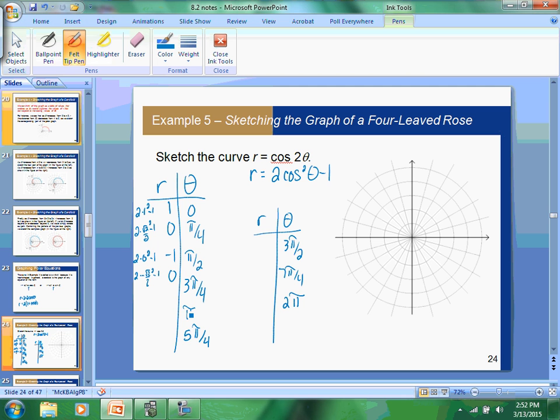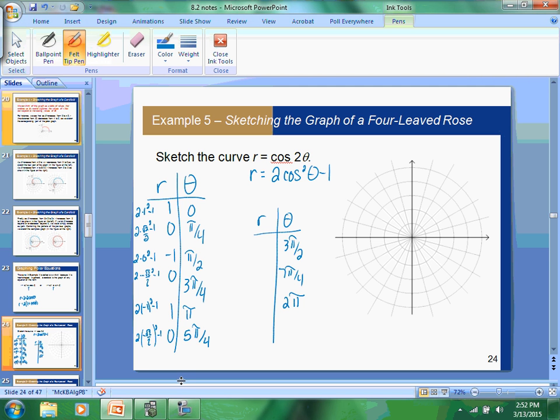Pi, the value for pi, the cosine of pi is negative 1. So I'll have 2 times negative 1 squared minus 1. So it's going to be 1 times 2 is 2, minus 1 is 1. For 5 pi over 4, I'm going to get another negative square root 2 over 2, and I take the cosine of 5 pi over 4. So that'll be 2 times the negative square root 2 over 2. I have to square that, then subtract 1. So there again, when I simplify that down, I'm going to get 0.